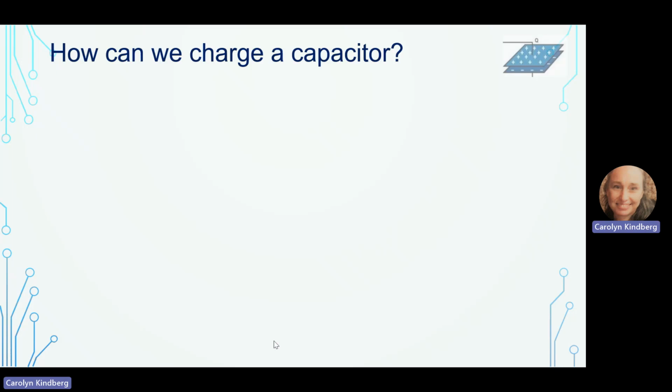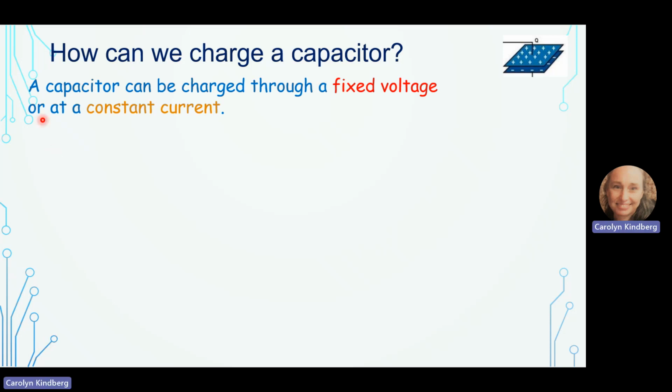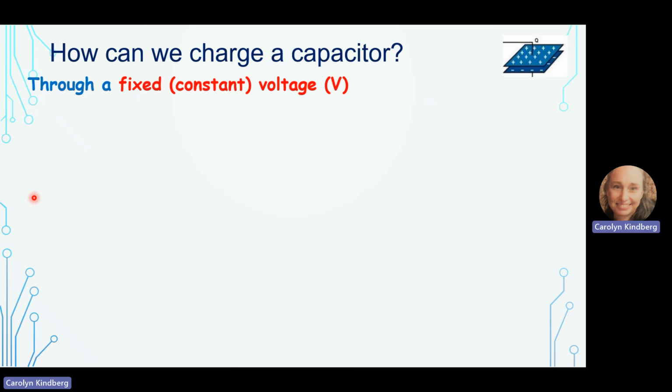So first of all, how can we charge a capacitor? Well, we looked in the first two videos at how a capacitor charges. There are two ways to do this. We can either charge a capacitor through a fixed voltage, as we saw in the first two videos, or we can charge a capacitor using a constant current. First, let's look at how we can charge a capacitor through a fixed voltage.